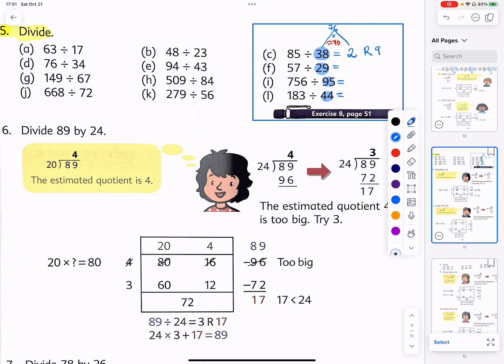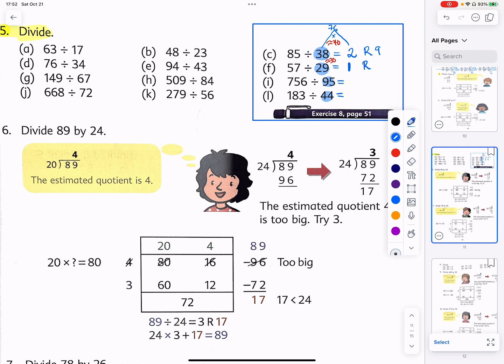Question F. 57 divided by 29. Again, 29 is no longer a round number, but we can make it the close round number, which is 30. How many times do you think 30 goes into 57? Well, it's about 1 time, right? Would be nice to have 60, but we don't have 60. So 29 goes into 57 only 1 time. Now, the rest of that number will be the remainder.